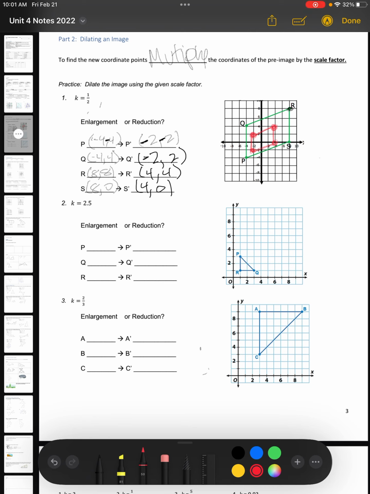All right, so for this one, it was a scale factor of 1/2, which told me it was getting half the size, so I do expect it to be smaller. And our overall shape still looks the same. If I had a completely different looking shape, I would check to make sure I'd done my multiplication correctly.